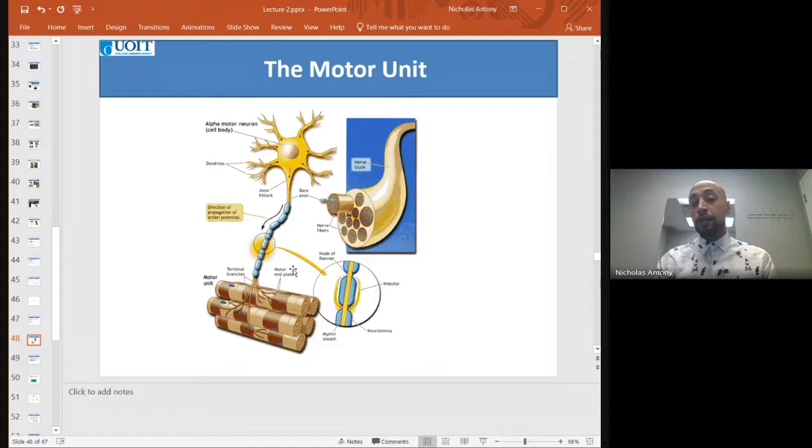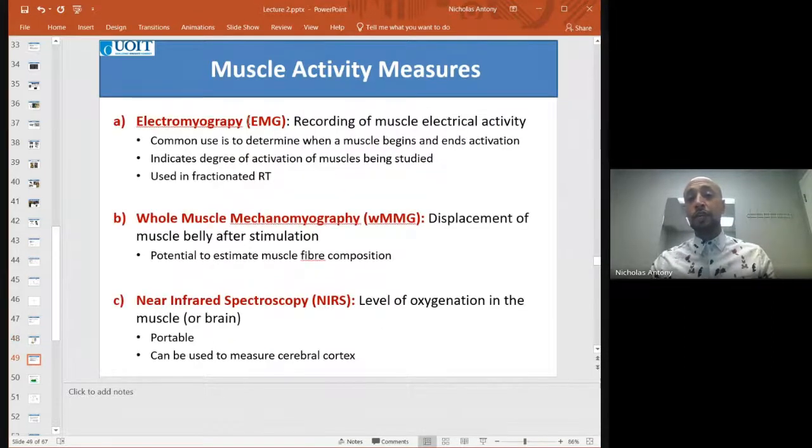Remember that we contract our muscles utilizing the motor unit. We activate a certain number of motor units for a particular muscle to get it to contract by a certain amount. And that's how we contract our muscles. A motor unit is one alpha motor neuron and all of the muscle fibers that it specifically innervates. So we use EMG to measure motor units, and that gives us a measurement of electrical activity in the muscle. It's the most common. So what we did in my research is what we did in the slides previous.